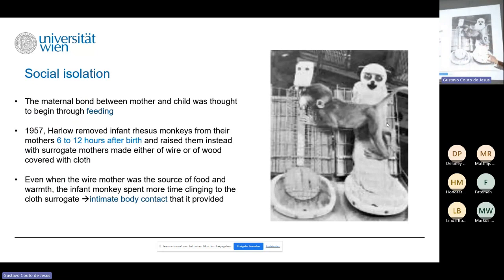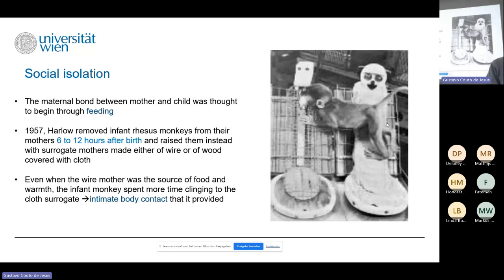And what he observed is that despite the food and warmth coming from the wire mother, the monkey was spending most of the time clinging to the cloth mother. There was something about this fur and this intimate contact that seems particularly salient, biologically, for these primates. And he also saw in other experiments that removing young primates very early and depriving them completely of social contact had severe consequences on the animal, to a point that they were irreversible.